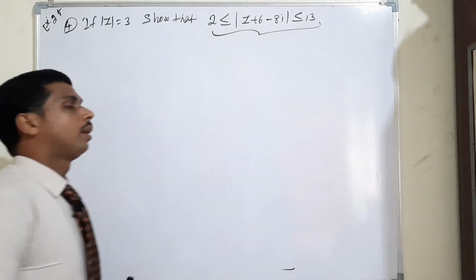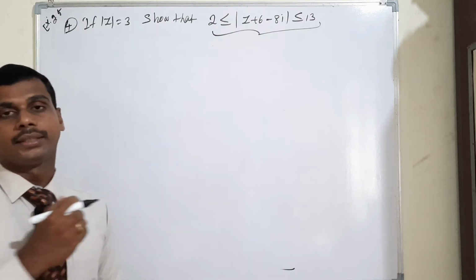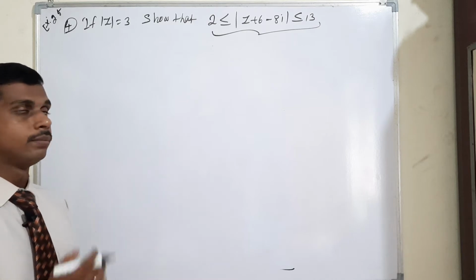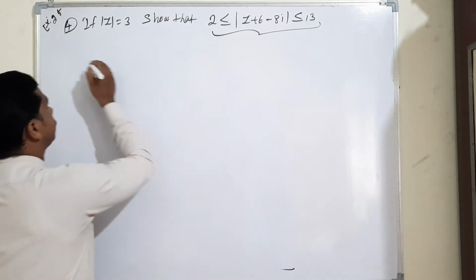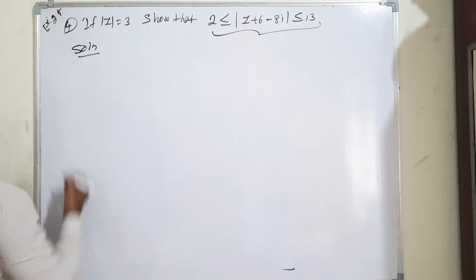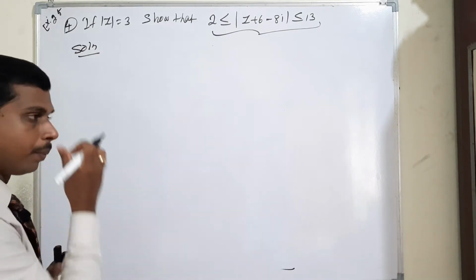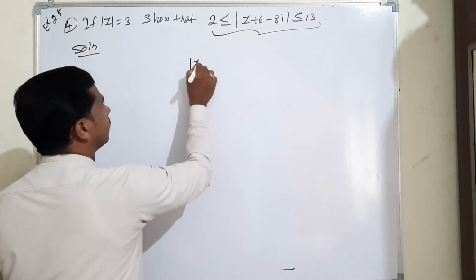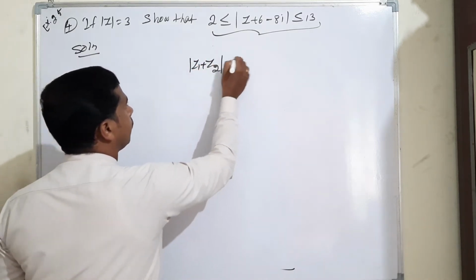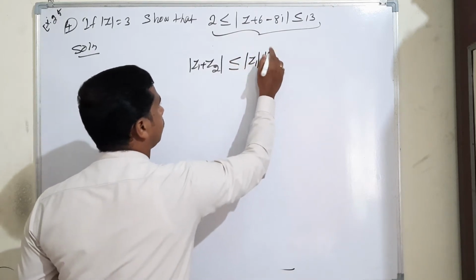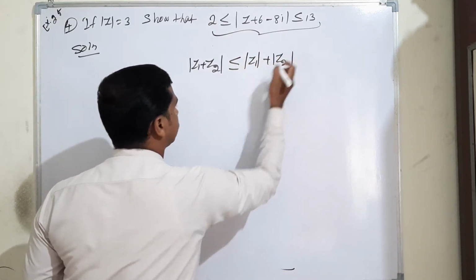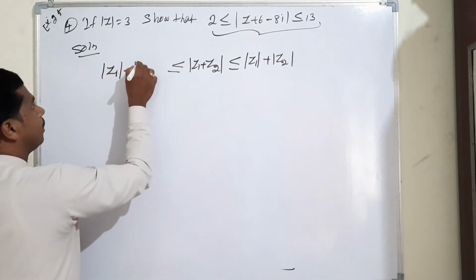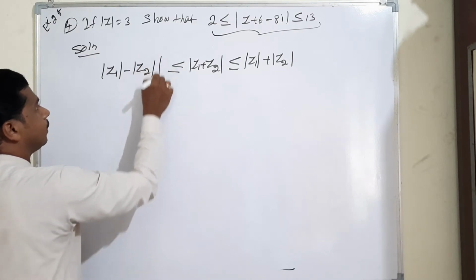Already I told you when I was discussing the example, the same concept: you should learn one of the important properties. Then only you can attempt. What is the property? Solution. The property: modulus of z1 plus z2 is less than or equal to modulus z1 plus modulus z2, which is again less than or equal to the whole modulus of the difference between z1 and z2, isn't it?